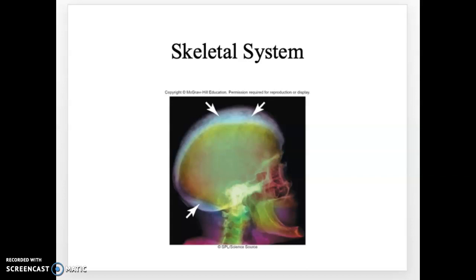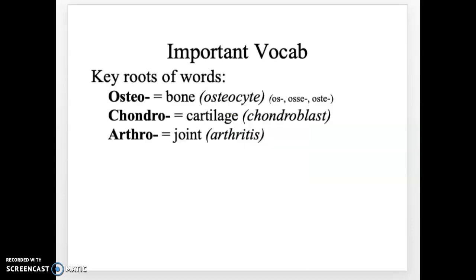Okay, so this unit is going to be on skeletal system and joints. So a few important vocab words for you to get started. The first one is osteo. Anytime you see osteo at the beginning of a word, it means bone. Example, osteocytes are bone cells. You might also see os, ossy, oste. Any of those all mean bone.